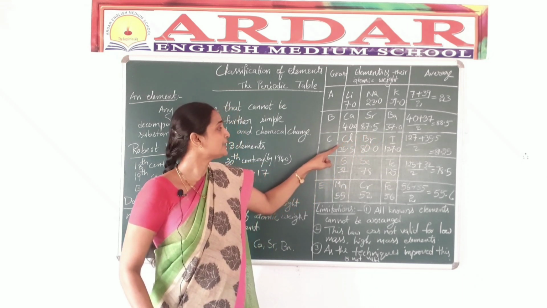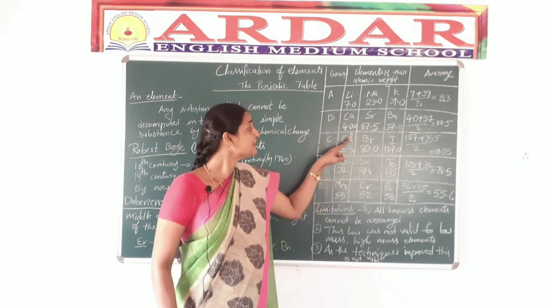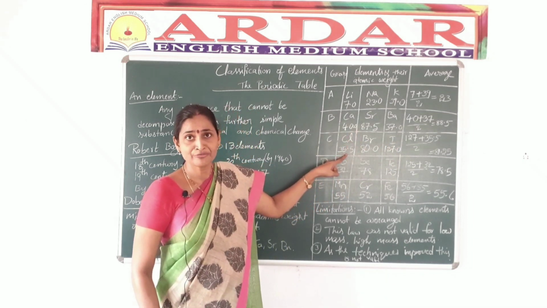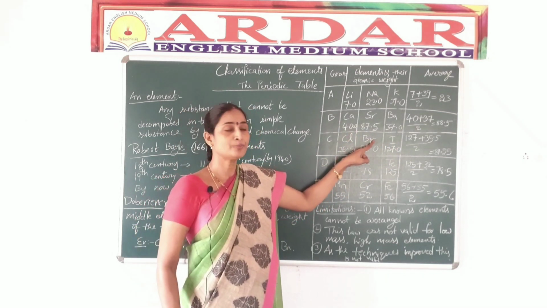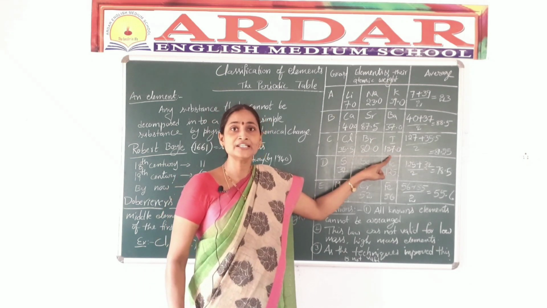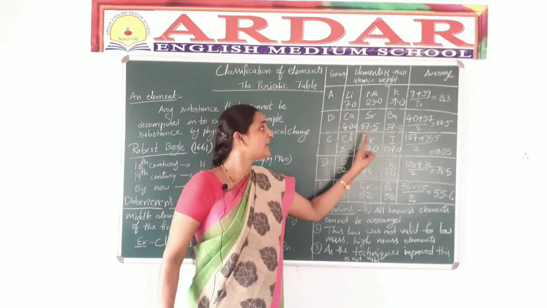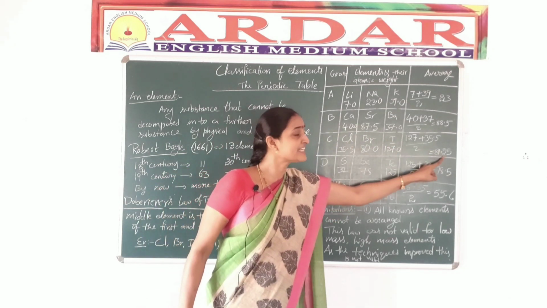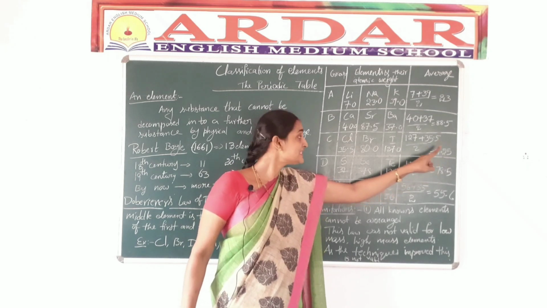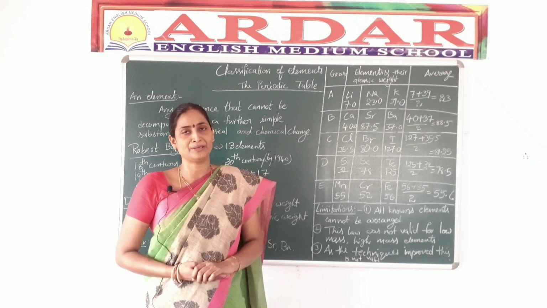Let us go to the third triad: chlorine, bromine and iodine. The atomic weight of chlorine is 35.5, bromine is 80, and iodine is 127. The average of the first and third elements is 81.25. This is also approximately equal to the atomic weight of the middle element, bromine.